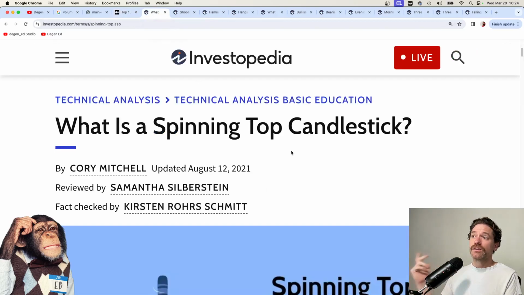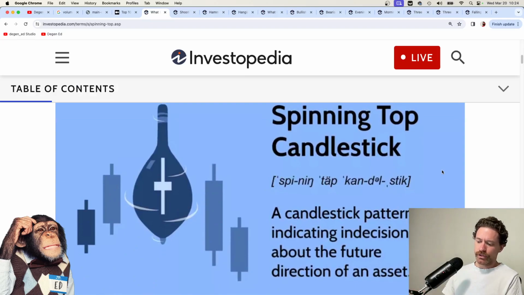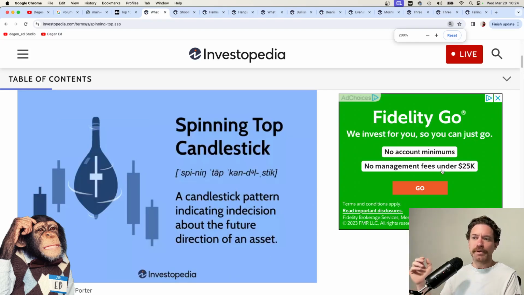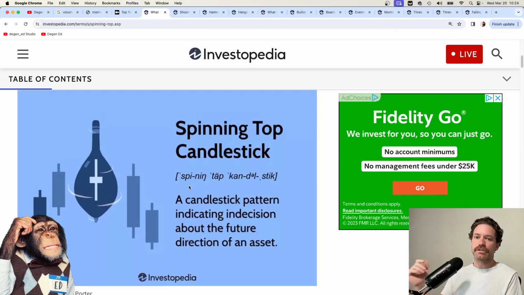And so here, switching over to the Investopedia page on what is a spinning top candlestick. And so they do have this nice graphic here. I might actually, an ad might pop up as a result of me taking a step back here, zooming out a little bit, but now we can see it here.